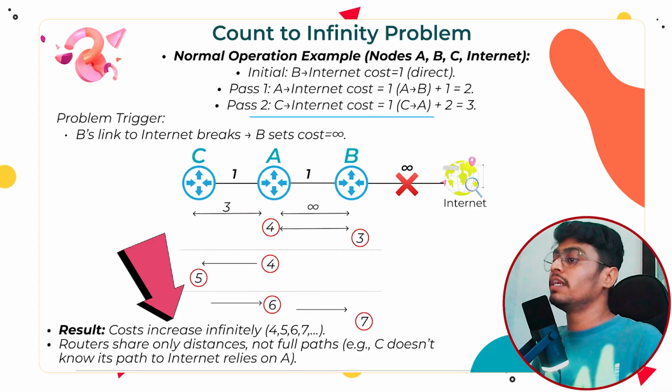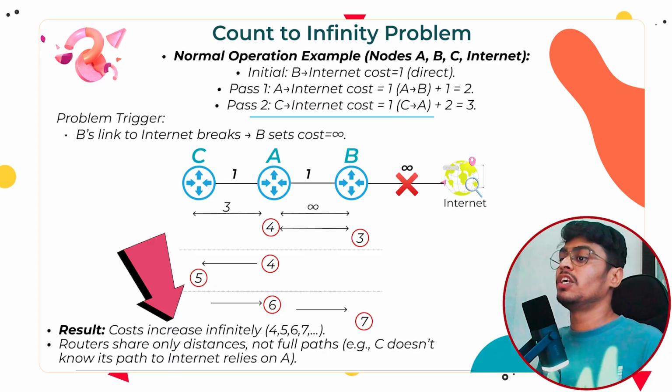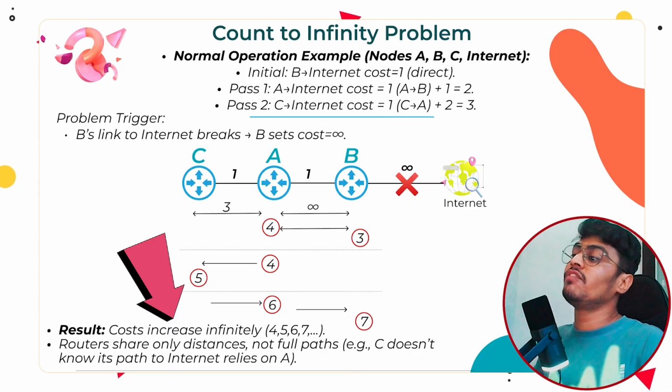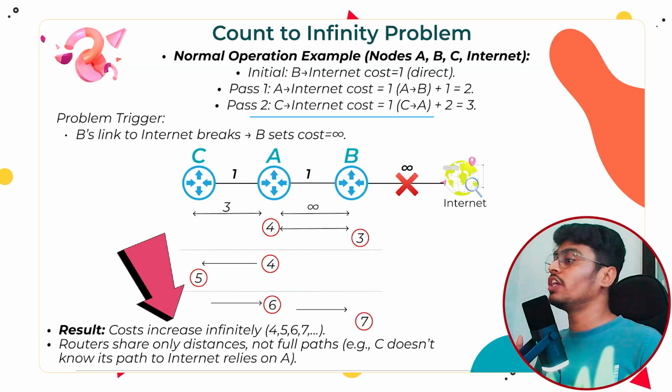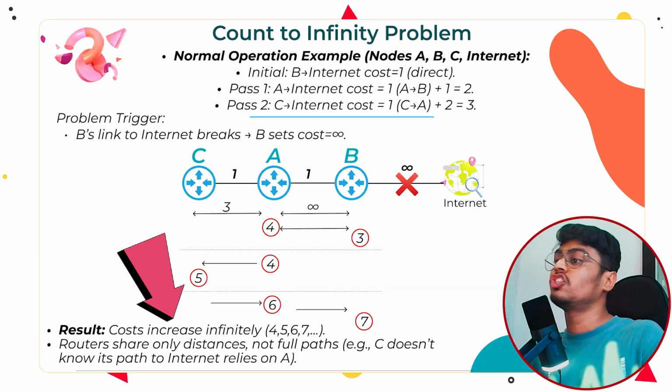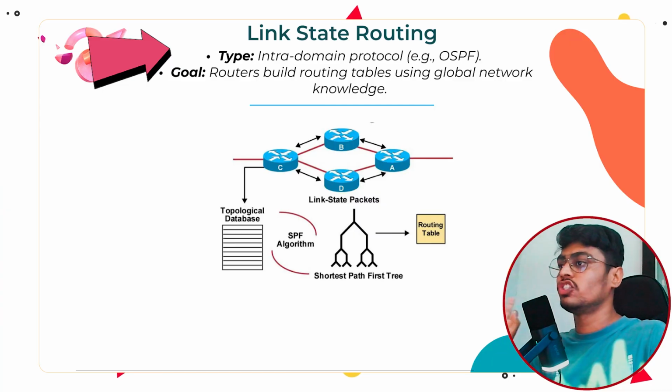This problem was later resolved through techniques like split horizon, but initially this was a significant issue with the distance vector routing algorithm. So we have solved this problem in link state routing. Now I am going to explain link state routing. Moving forward to link state routing.